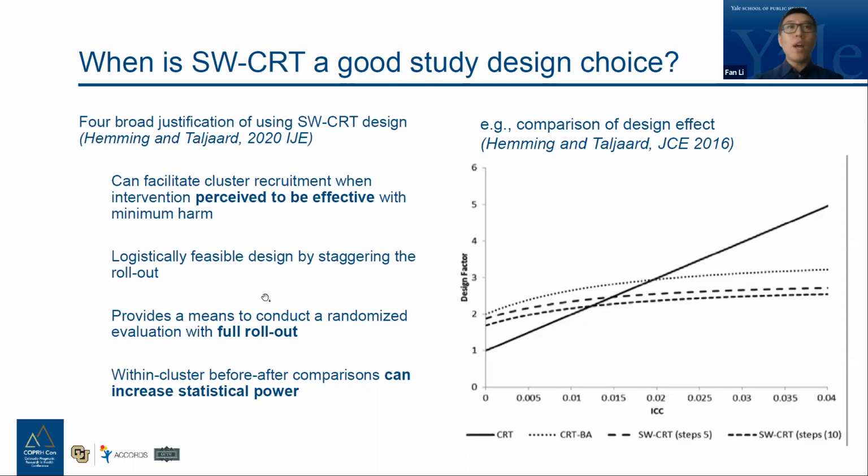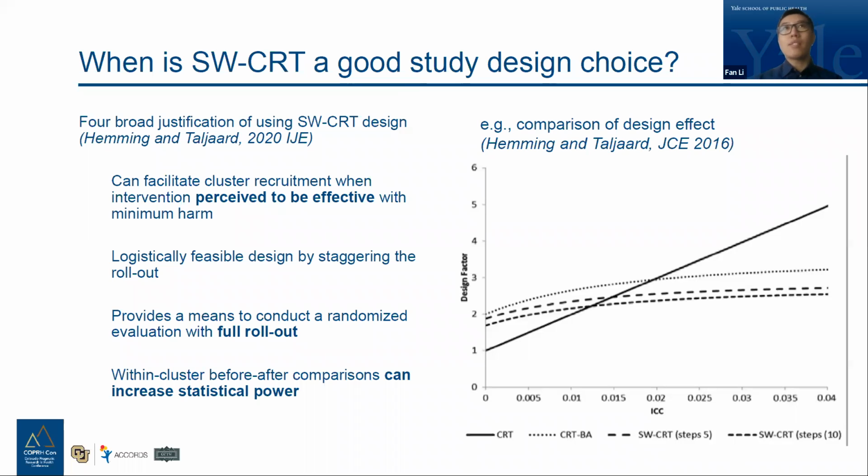The next 2 rationale are more statistical. First of all, the SW-CRT provides a means to conduct a randomized evaluation with full rollout. In practice, there are many implementation studies that are conducted with a full rollout, but without that randomization mechanism. And SW-CRT introduces that randomization mechanism with the full rollout to help us better learn the effect of the intervention.